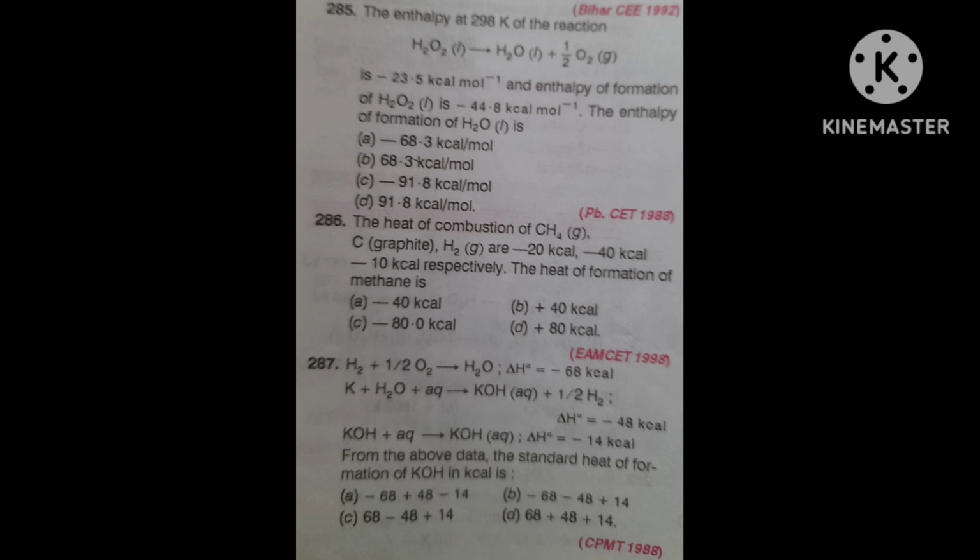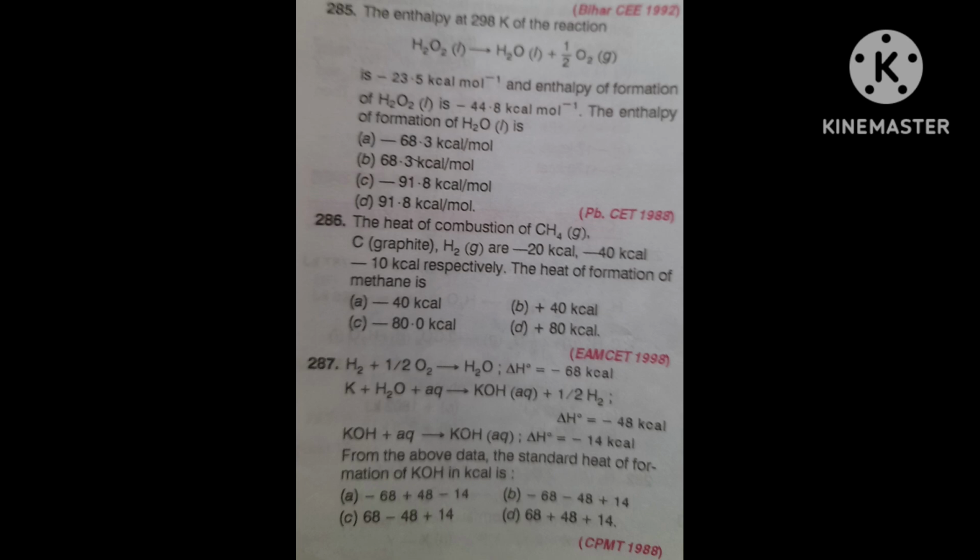Three reactions are given. H2 plus half O2 gives H2O, with standard delta H equal to minus 68 kilocalorie. Second reaction: K plus H2O (aqueous, meaning mixed in water) gives KOH aqueous plus half H2, and delta H is equal to minus 48 kilocalorie.